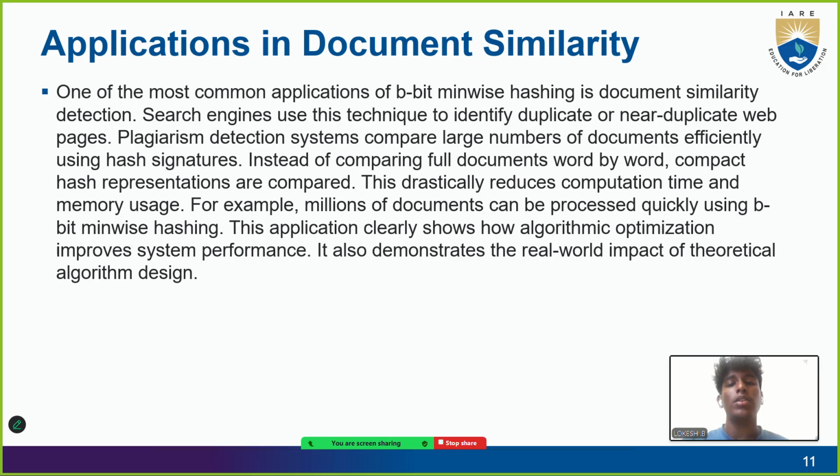For example, millions of documents can be processed quickly by using b-bit minwise hashing. This application clearly shows how algorithmic optimization improves system performance. It also demonstrates the real-world impact of theoretical algorithm designs.